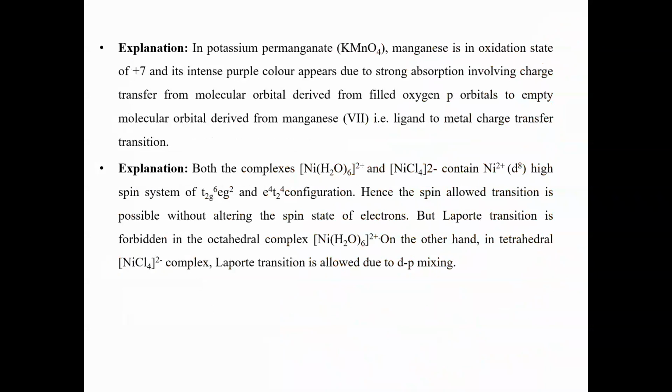So here is the explanation. In potassium permanganate, manganese is in a higher oxidation state and it shows an intense purple color, right? It involves charge transfer from molecular orbitals derived from filled oxygen p orbitals to empty molecular orbitals derived from manganese 7. Okay, so if you see the manganese plus 7 electronic configuration, what will it be? It will be 3d0. That means it is having vacant d orbitals. So the p orbitals of the ligand can donate their electrons and overlap with the d orbitals of the metal, right?